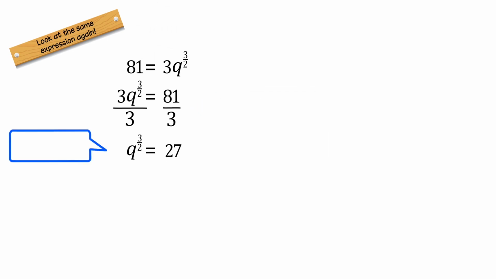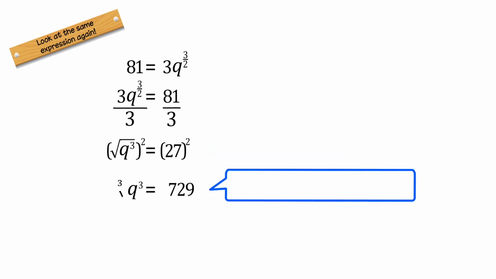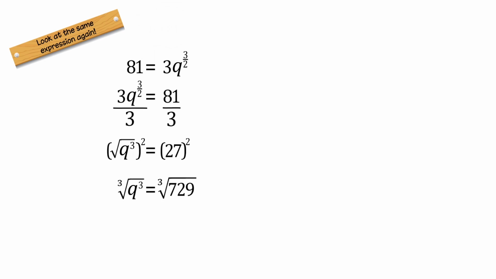Again, we can write q to the power of 3 over 2 as square root of q cubed. You should know by now that we can square both sides of the equation to get q cubed equals 729. To find q, just take cube root on both sides of the equation. Finally, we will have q equals 9.